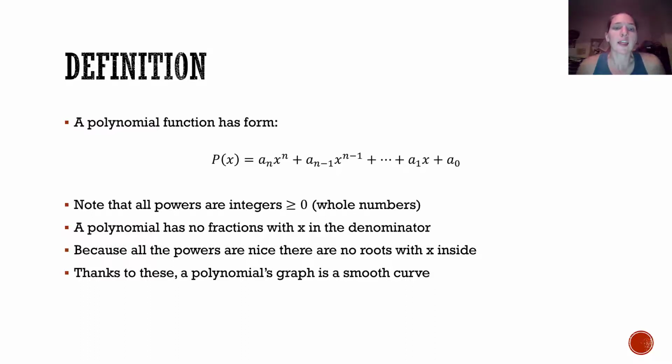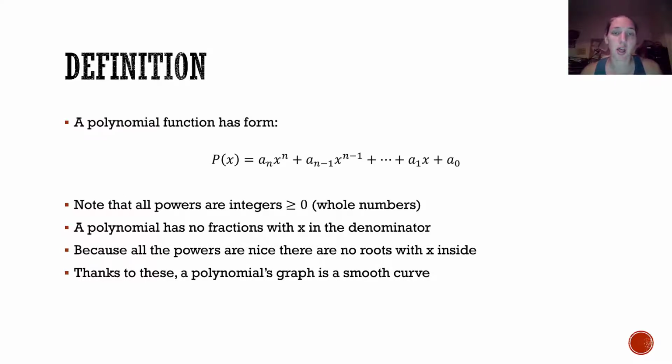For this to be a polynomial, all the powers have to be integers and they have to be at least 0. So they have to be nice whole numbers, basically. It can't have any fractions, so x can't be in the denominator, hence no negative powers. And because all the powers are whole numbers, no roots with x inside. So thanks to all of those nice things, all of the coefficients are real.